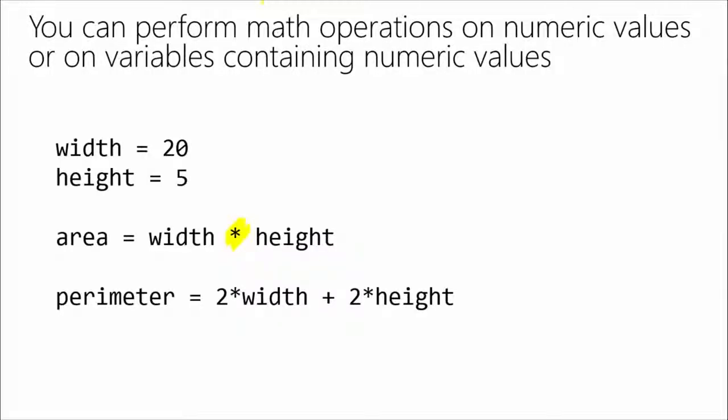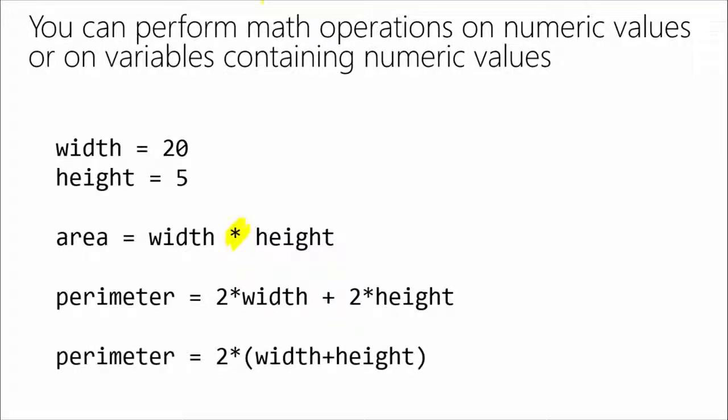You can combine addition and subtraction. Addition is just a plus symbol. Subtraction is just your standard minus symbol. You can use parentheses to indicate the order of operations in your math. So I can calculate a perimeter by taking double the width and adding that to double the height.